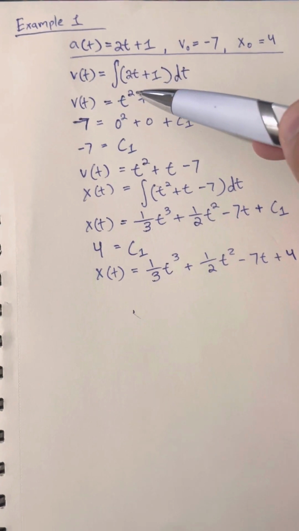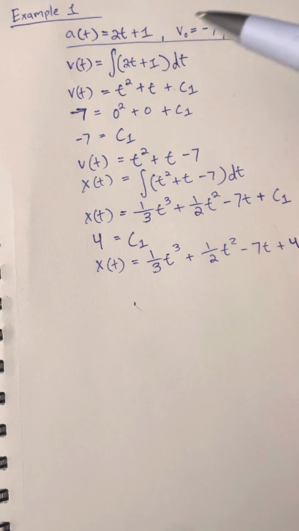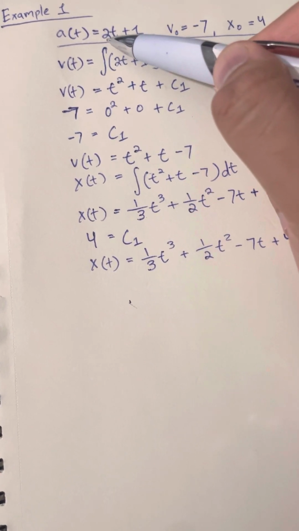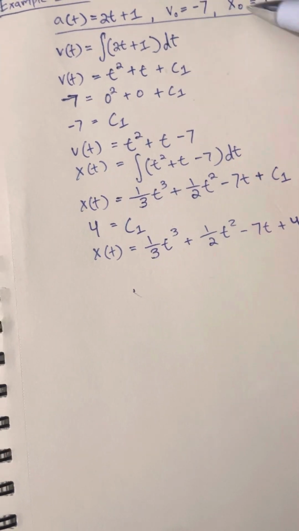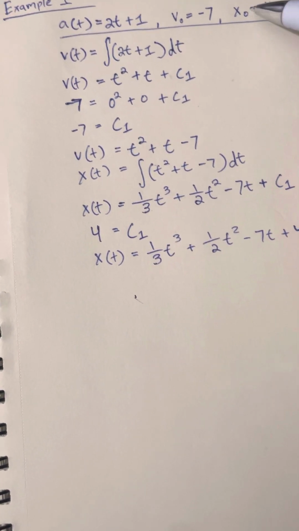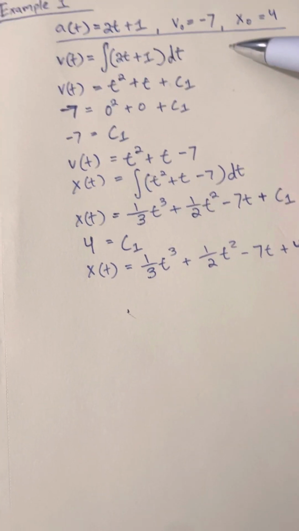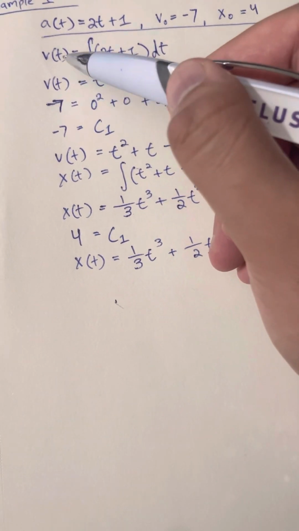Okay, so we're looking at an example of differential equations relating to acceleration and velocity. Here we see that we're given our acceleration function, 2t plus 1, and we're given our initial velocity and our initial position. So to get to position, we're trying to find the position function, and to do that, we have to take the integral of the velocity function.